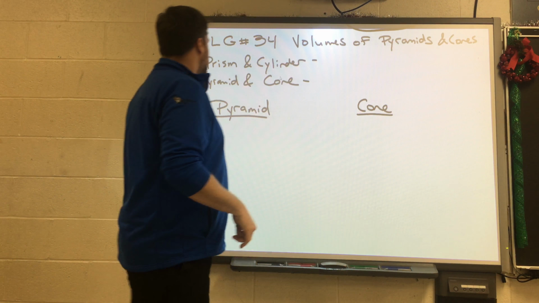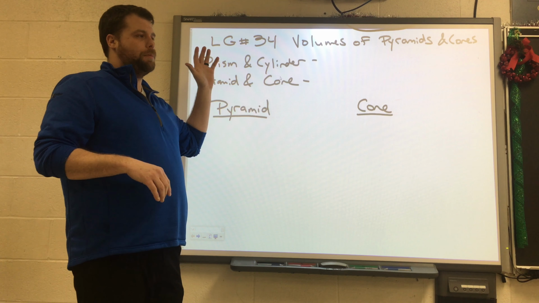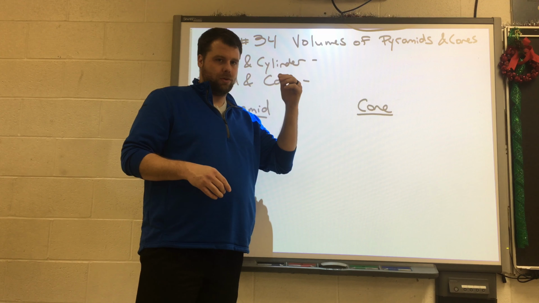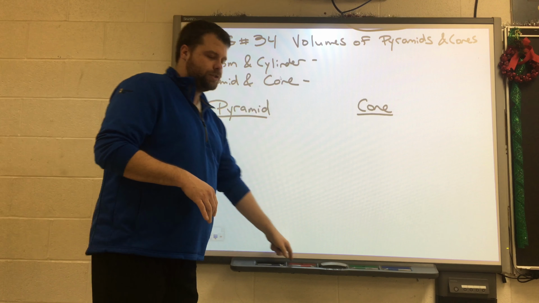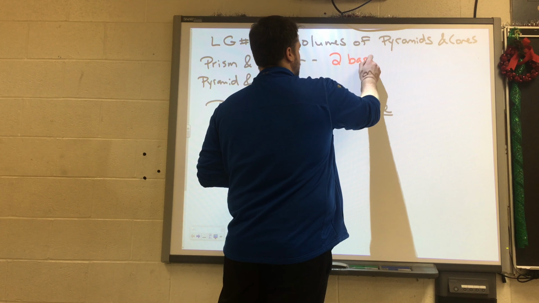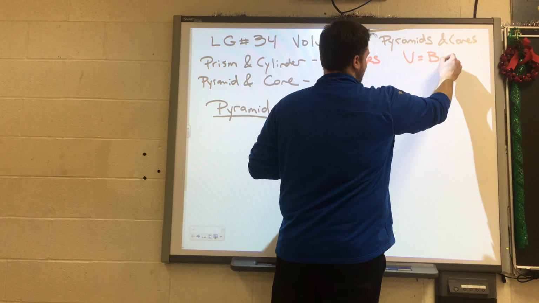Okay, here we go. So, let's talk first. We talked about prisms and cylinders. Now, a prism is a polyhedron made up of polygons. A cylinder is a circle on bottom, circle on top. Why did we group those two together? Well, they have two bases. And to find their volume, we take the area of the base times the height of the solid.